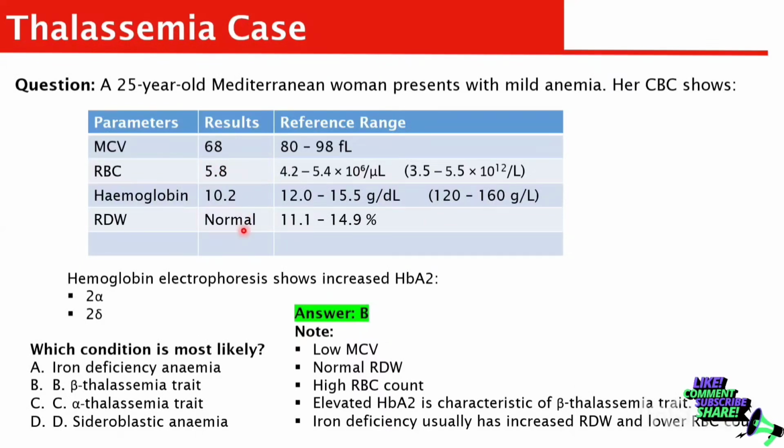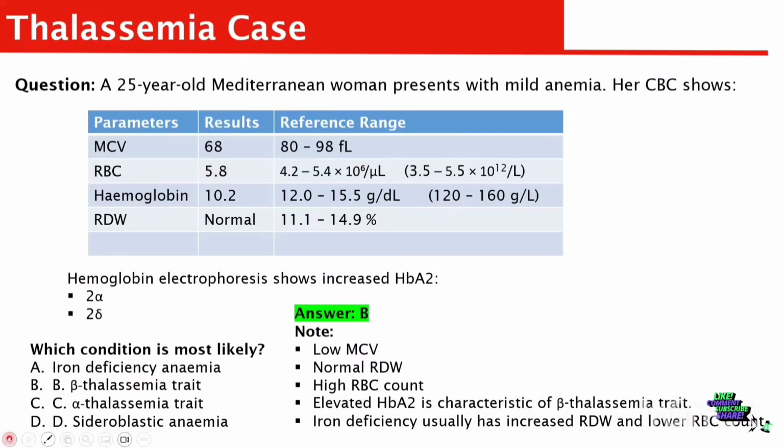That should be a strong indication for you that this is not iron deficiency anemia, because in a case of iron deficiency anemia, you're going to see that this RDW is going to be increased and the RBC is going to be low. So in thalassemia and iron deficiency, MCV is going to be low and hemoglobin is going to be low. How you differentiate the two is RBC and RDW. In thalassemia, RBC might be normal or higher, and RDW is likely to be normal. However, in iron deficiency anemia, RDW is going to be increased and RBC is going to be low. Does that make sense?